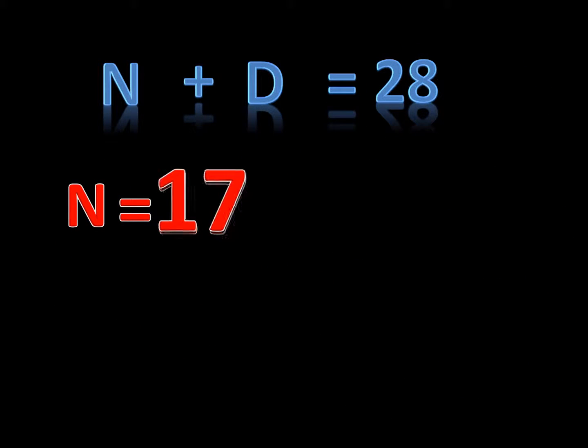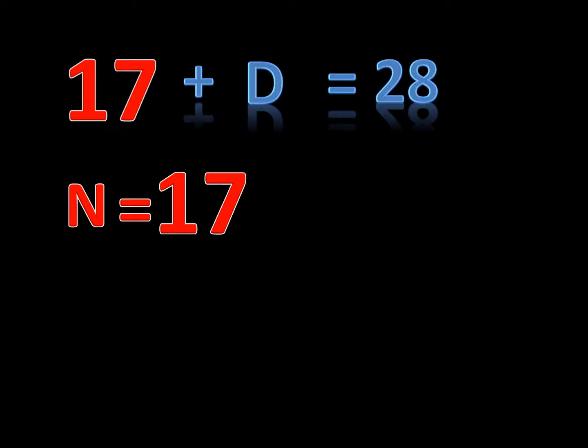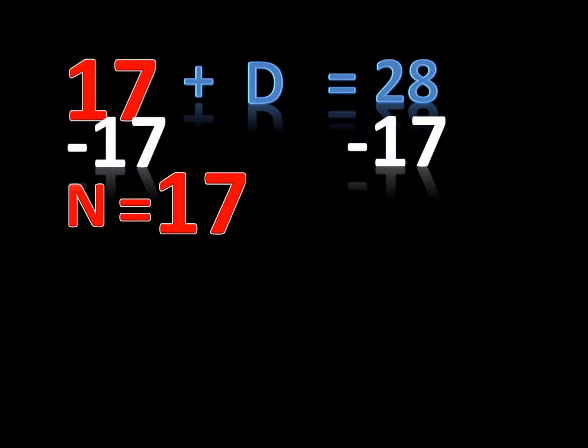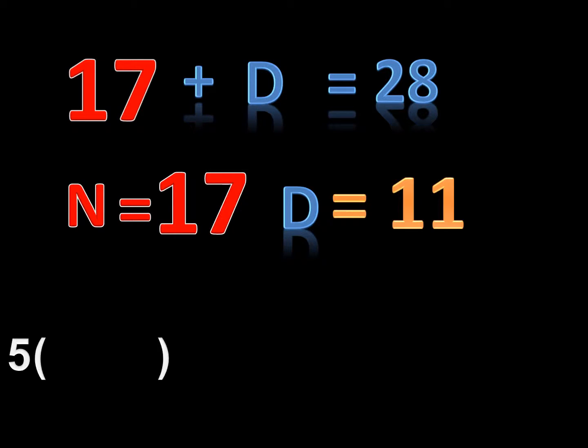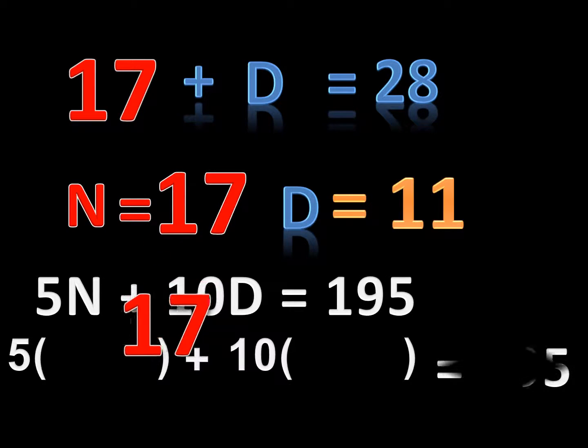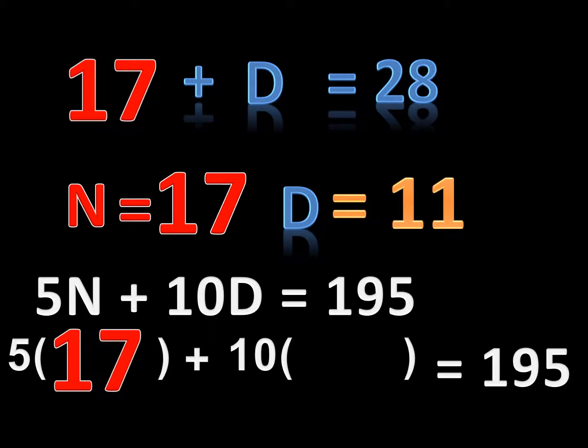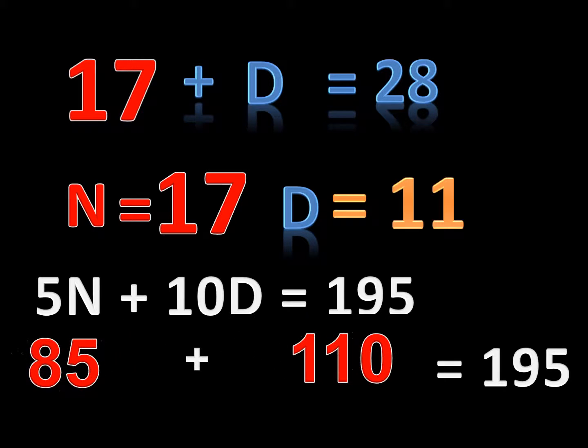Put your first answer, 17, in the place of N. Subtract 17 from both sides and you have D equals 11. Write your second equation down, substituting 17 for N and 11 for D, which equals 195. Do the multiplication for both, and you see that this is correct.